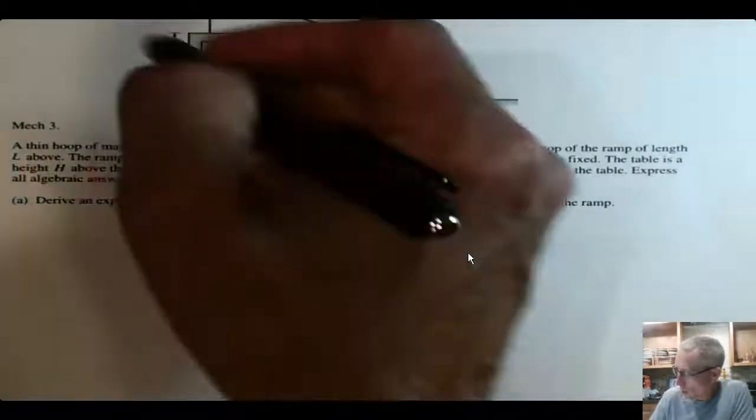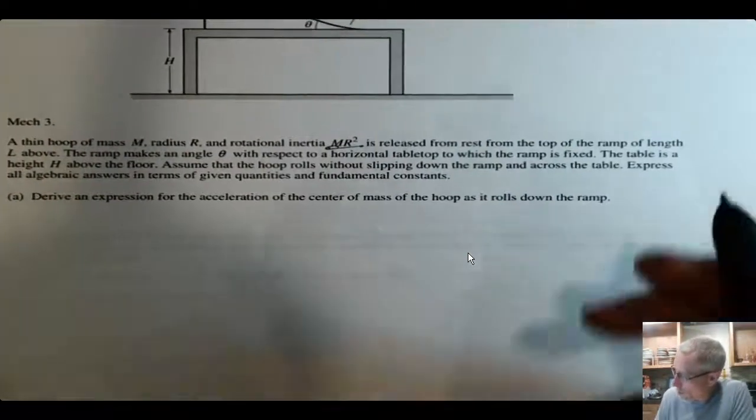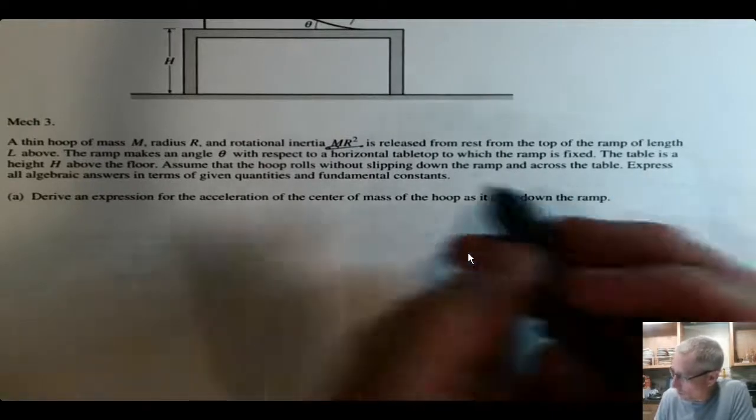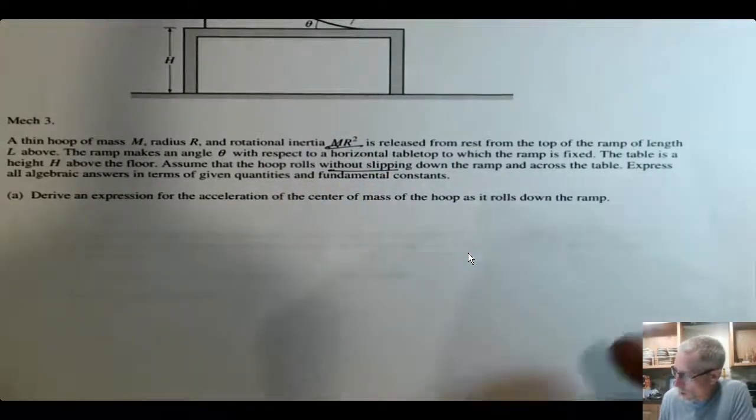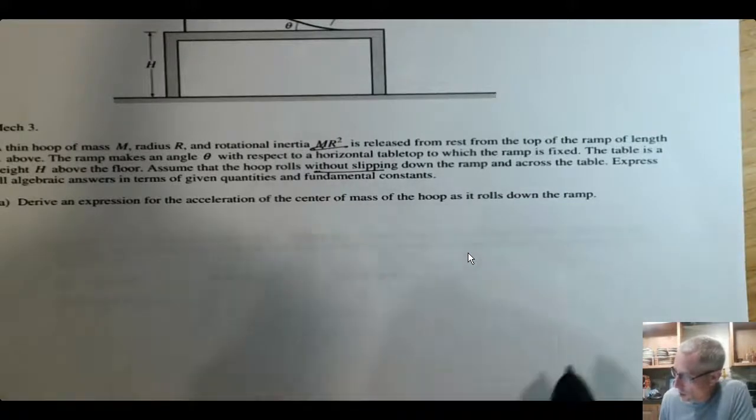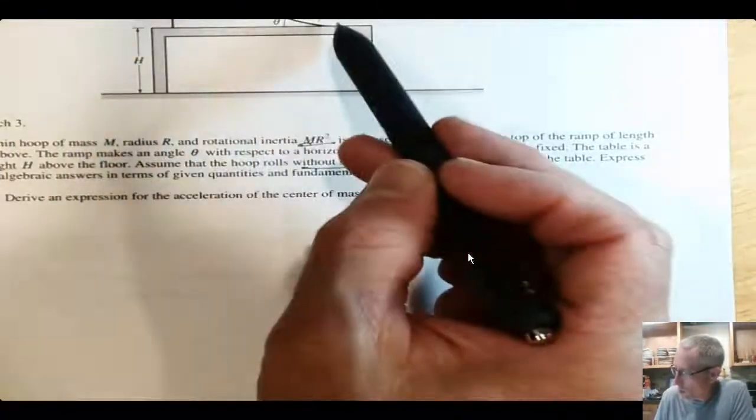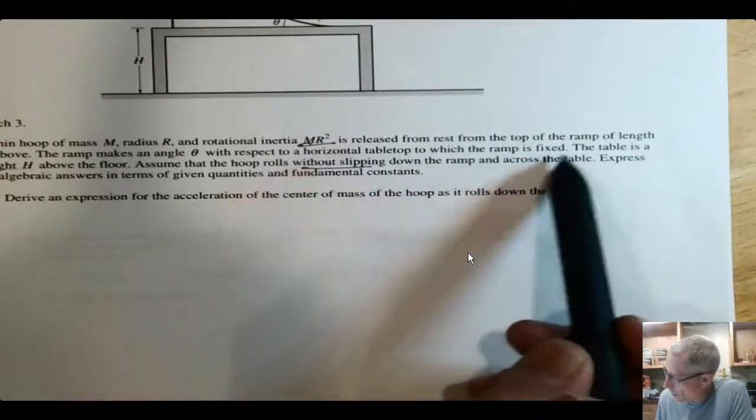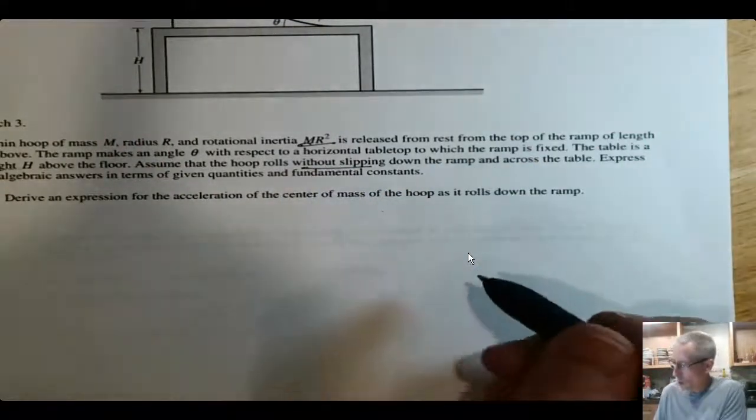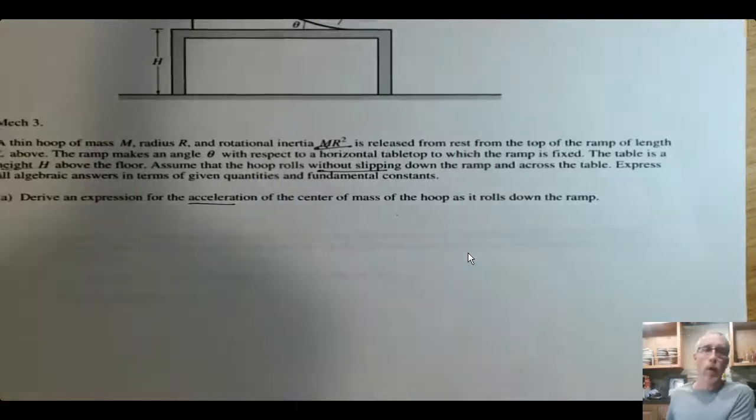So anyway, it rolls down smoothly. That's a really important thing. It rolls without slipping, and I'll tell you why that's important. We don't need to worry about the height, because right now we're just going down this far. And here's the key: we're looking for an acceleration in part A.